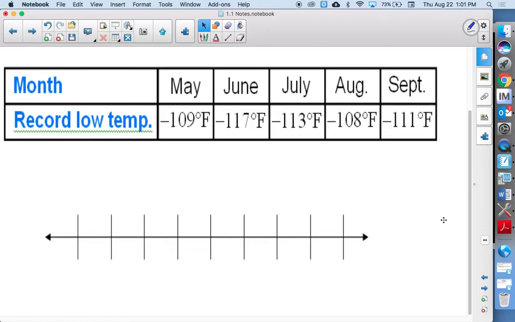Okay, so what's our lowest temperature to begin with? Negative 117. Nice. What's next? Negative 113. Good. Next. Negative 111. Good. Negative 109.